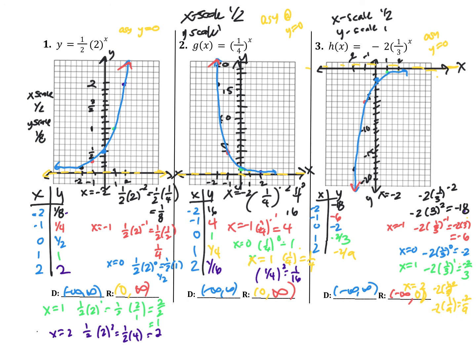So graphing exponential functions: make that table, choose the 5 points, plug them in, make sure you graph your asymptote at y equals 0, the line that your curve is never going to touch, and then identify the domain, looking at those x values, and the range, looking at those y values. Make sure you write down any questions you have.